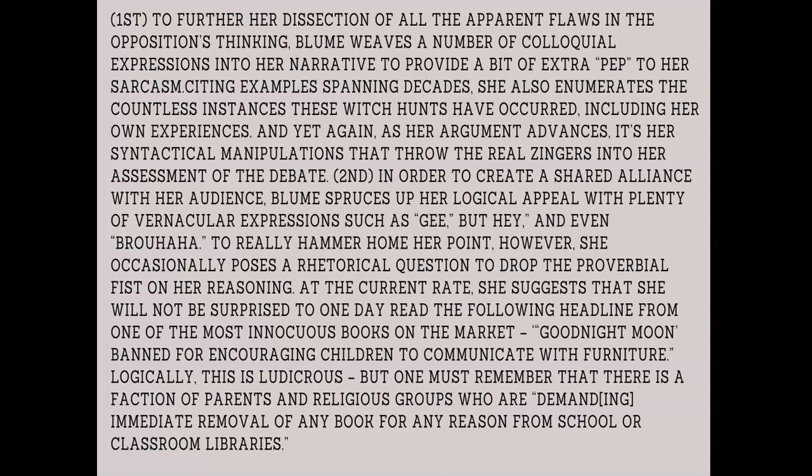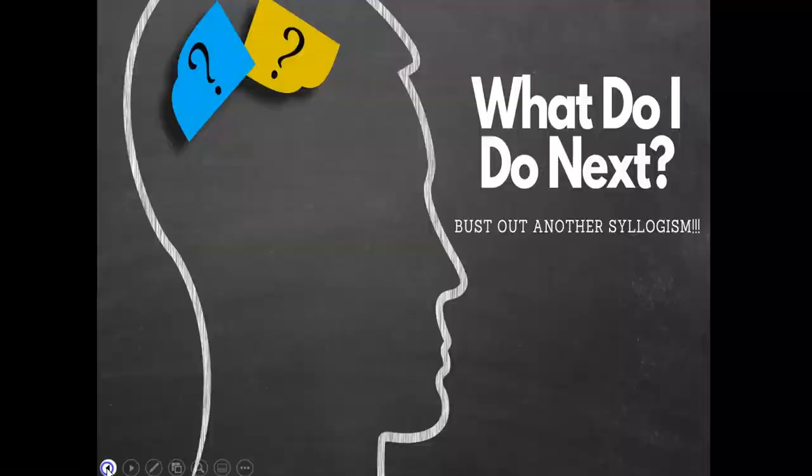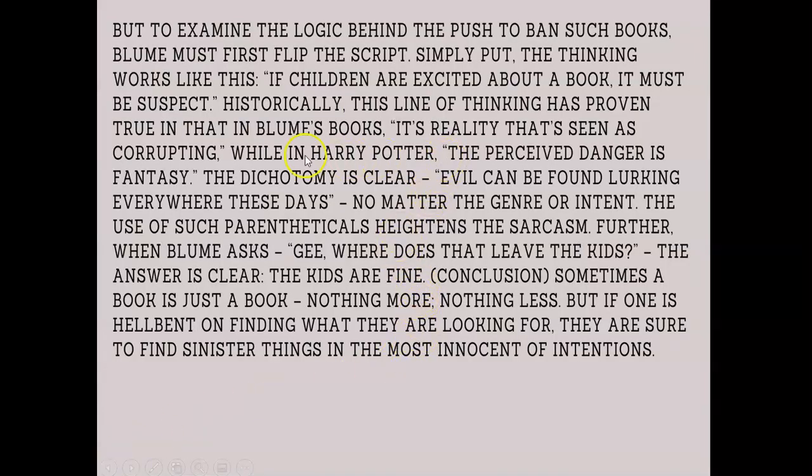And yet again, as her argument advances, it's her syntactical manipulations that throw the real zingers into her assessment of the debate. So let's talk about this. We were mentioning it in the introduction. Still keep the vocab up, and let's rock and roll some complex sentences. So if we go back here, look at this sentence here, follow my arrow. Historically, this line of thinking has proven true in that in Bloom's book, it's reality that's seen as corrupting, while in Harry Potter, the perceived danger is fantasy. Right? Good, good, good. Look at the next one. The dichotomy is clear. Got to be using stuff like this. Evil can be found lurking everywhere these days, no matter the genre or intent. Right? So, good flow, good rhythm.